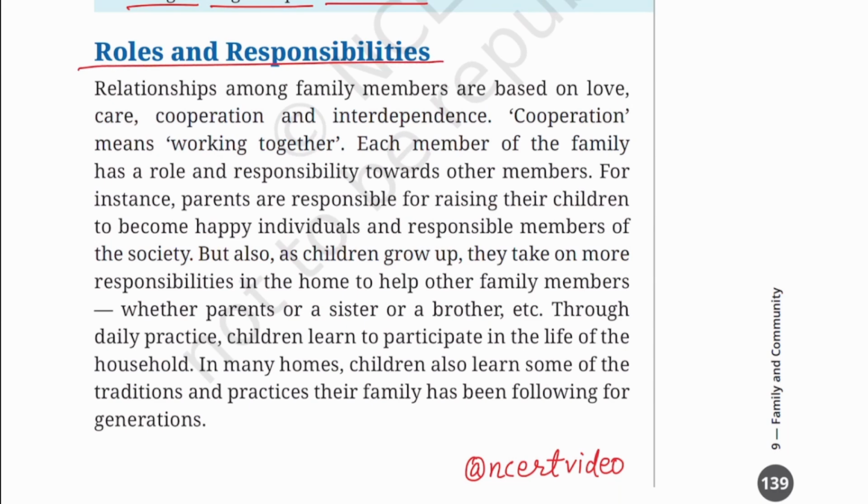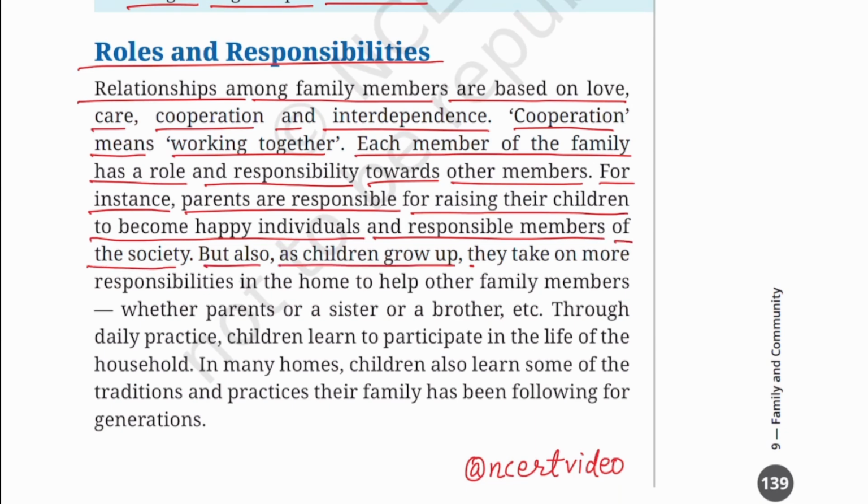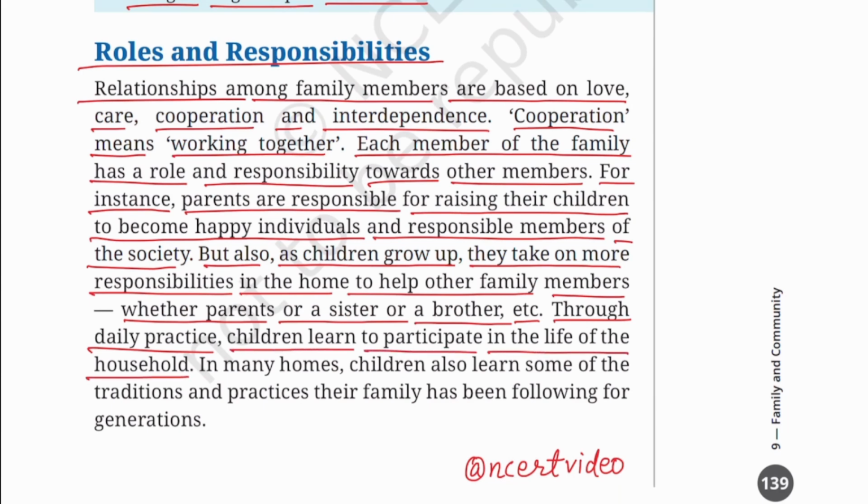Roles and responsibilities. Relationships among family members are based on love, care, cooperation, and interdependence. Cooperation means working together. Each member of the family has a role and responsibility towards other members. For instance, parents are responsible for raising their children to become happy individuals and responsible members of society. But also, as children grow up, they take on more responsibilities in the home to help other family members, whether parents or a sister or a brother, etc. Through daily practice, children learn to participate in the life of the household. In many homes, children also learn some of the traditions and practices their family has been following for generations.